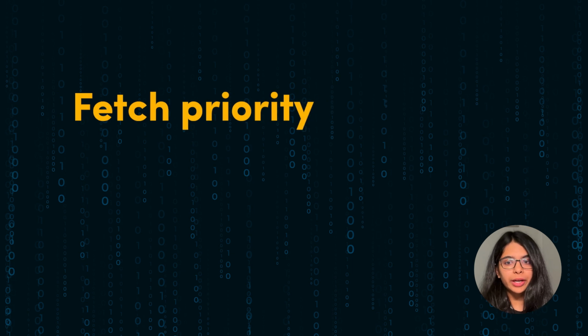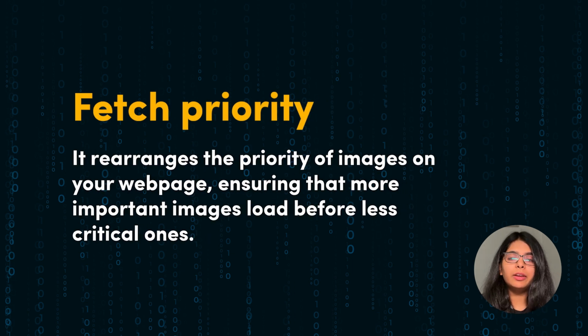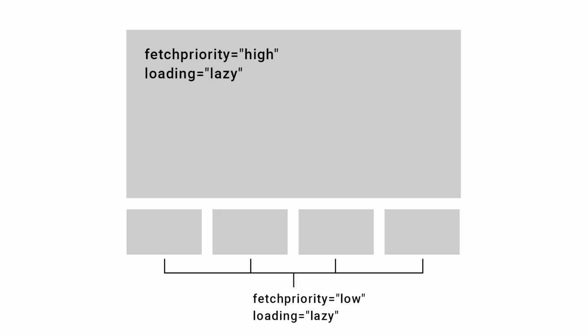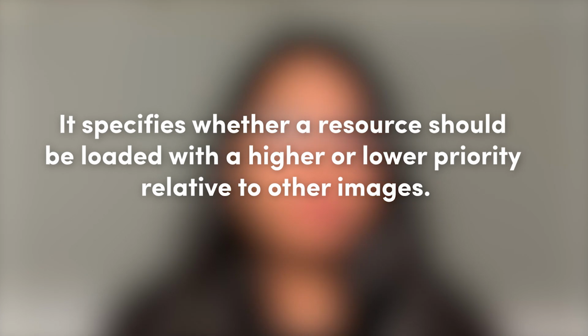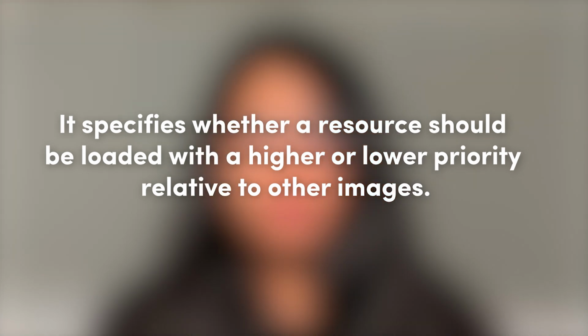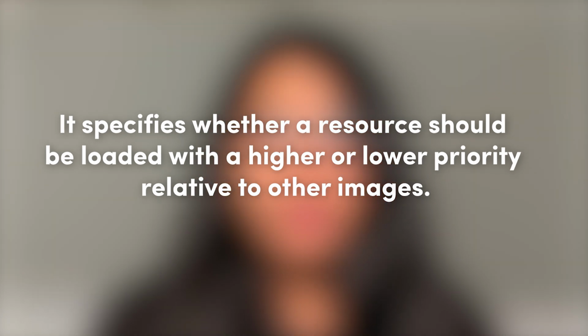Next up is fetch priority. So what does fetch priority do? It basically rearranges the priority of the images, because sometimes not all the images on your web page are equally important. For example, in an image carousel, the active image is more critical than the other images. So it suggests that a given resource should be loaded with a higher priority or a lower priority relative to the other images.